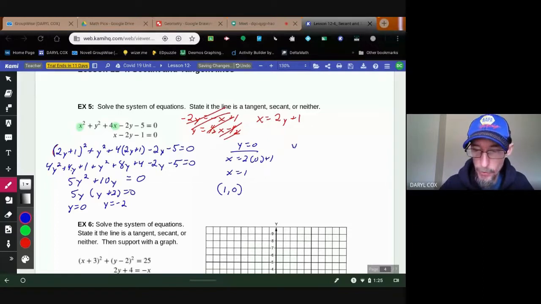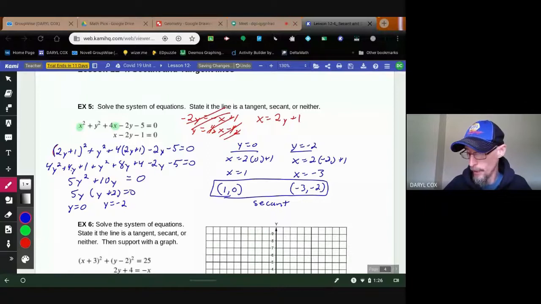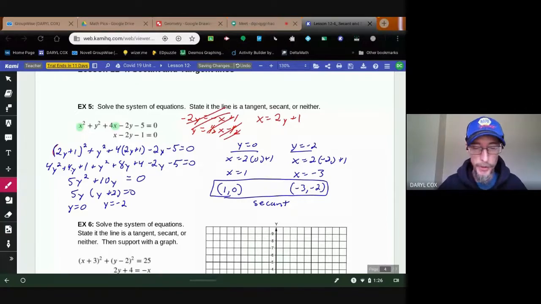Getting my next part, if y equals negative 2, then x equals 2 times negative 2 plus 1. 2 times negative 2 is negative 4, plus 1 is negative 3. So my solution ends up being (-3, -2). Again, two solutions. If there's two solutions, the line intersects twice, so it's a secant line. Okay? That's really all there is with this. Not much else to do with this.